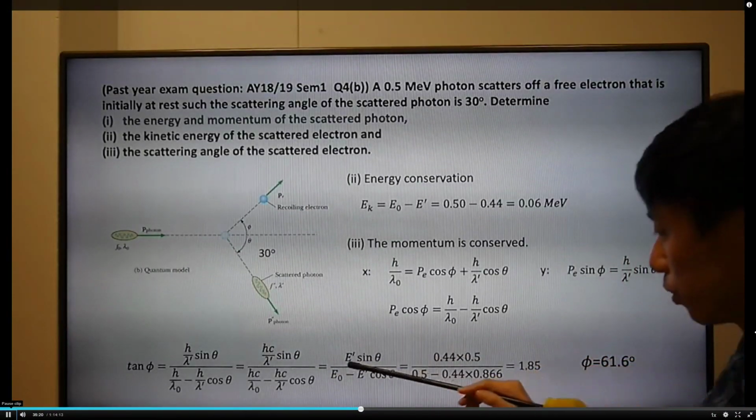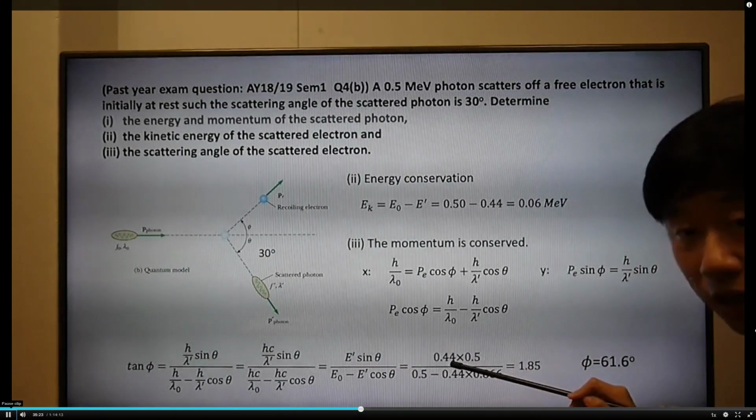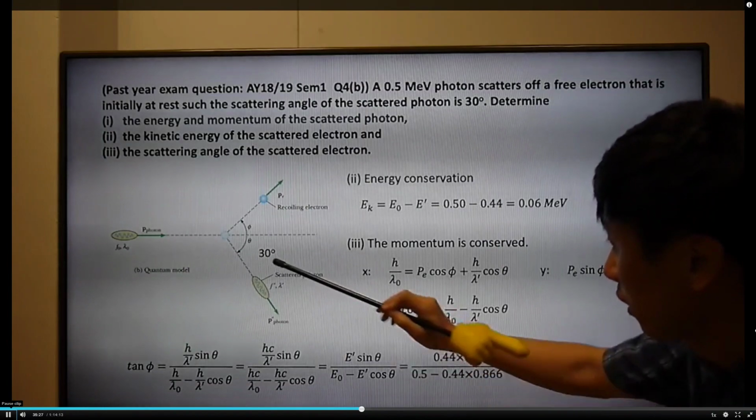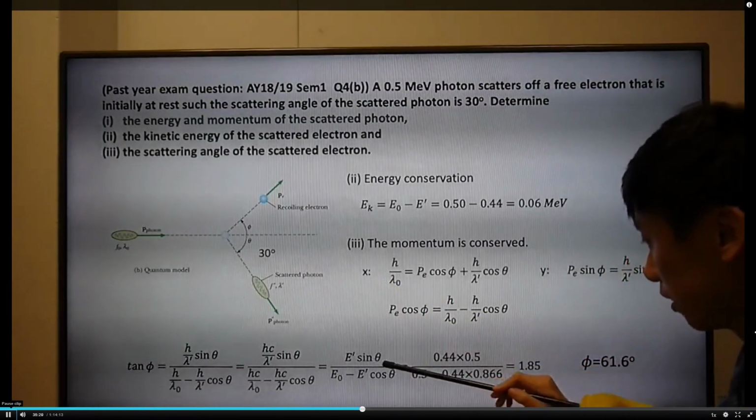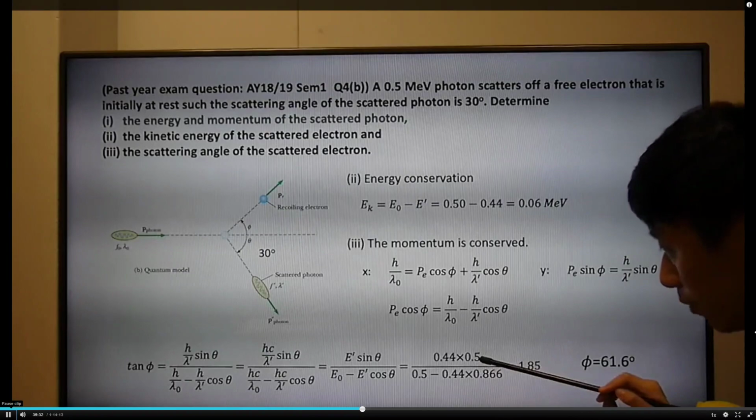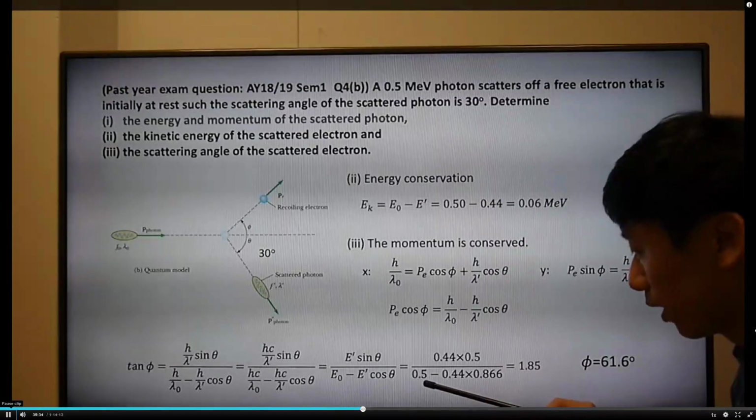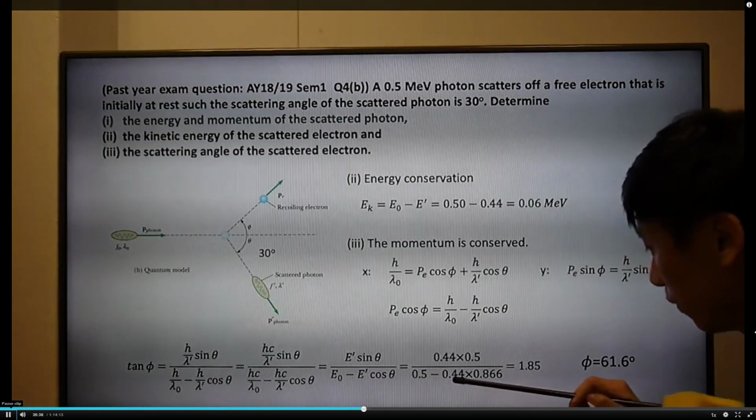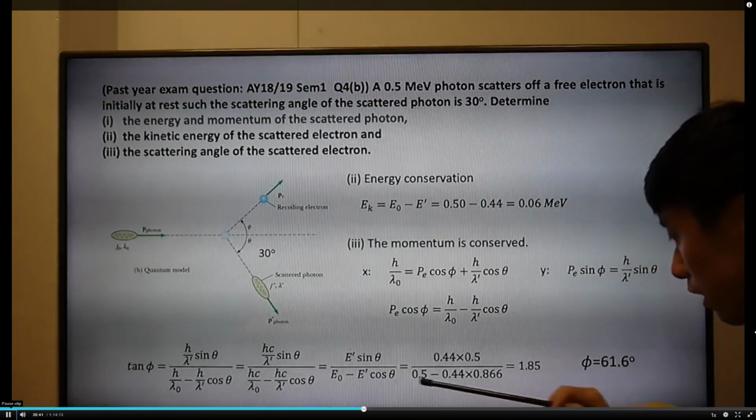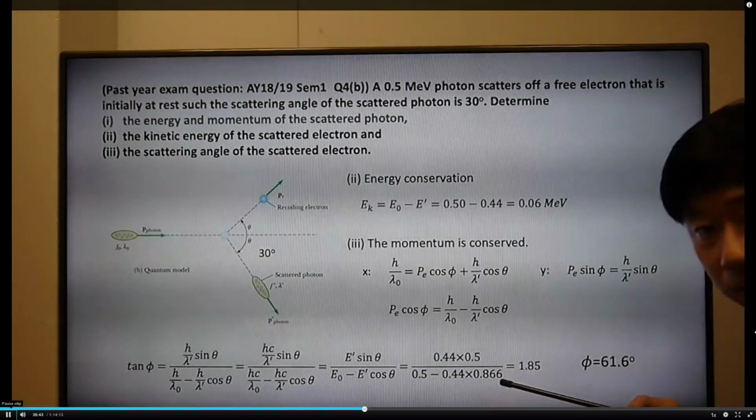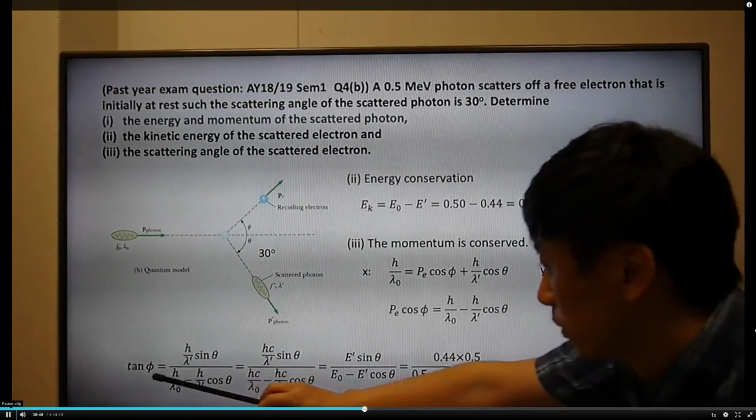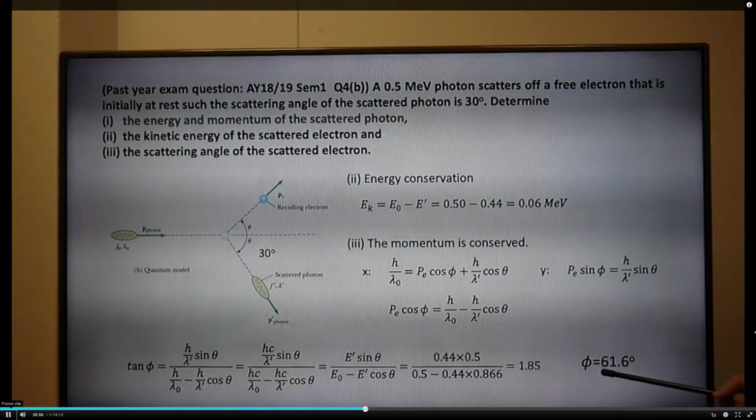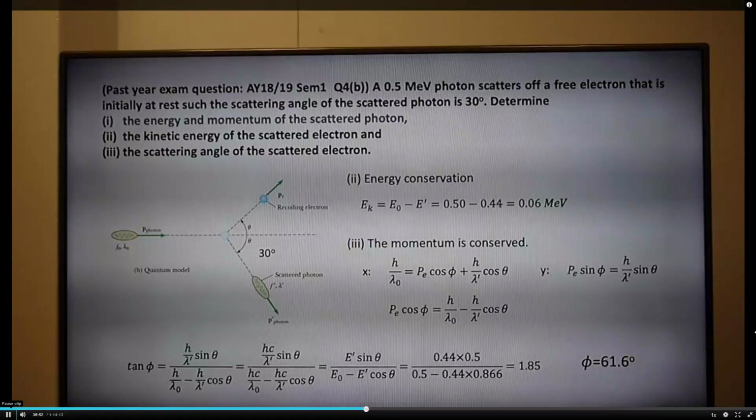So E prime is 0.44 mega electron volt, and this theta is 30 degrees, so sine theta is 0.5. E0 is 0.5 mega electron volt. E prime is 0.44, cosine theta is 0.866. So tangent phi is 1.85. So phi is 61.6 degree.